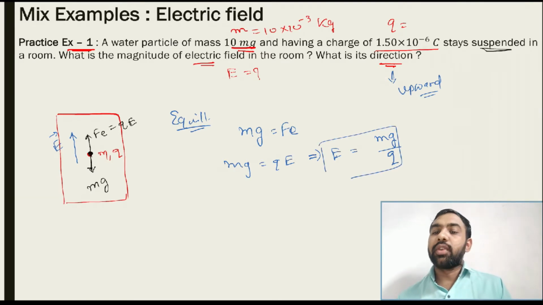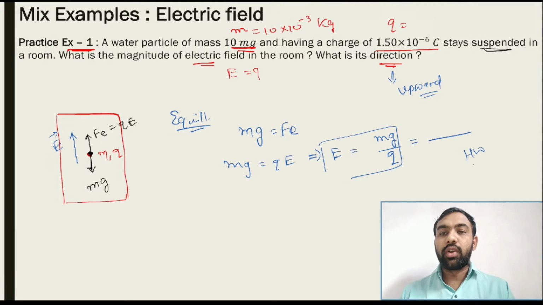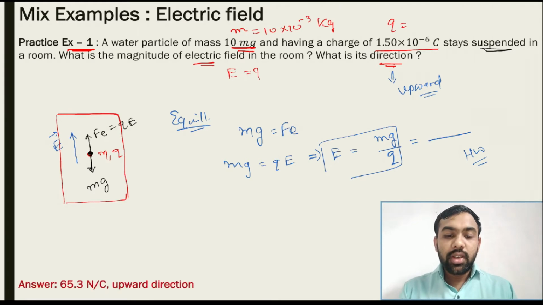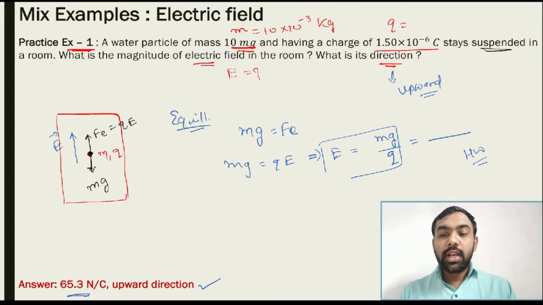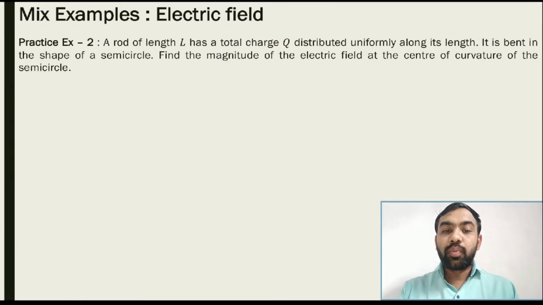See, all this data is given to you, so you just calculate this answer by yourself. Okay, that is homework. All of you guys note this example in your books. Then after that we will go to the next. Note it, and the answer is 65.3 Newton per coulomb, and the direction is upward. Okay, note it.